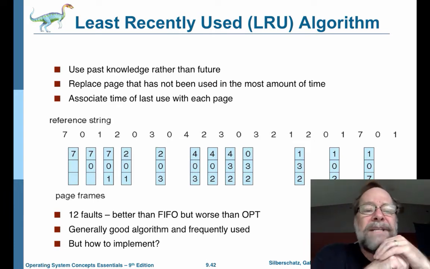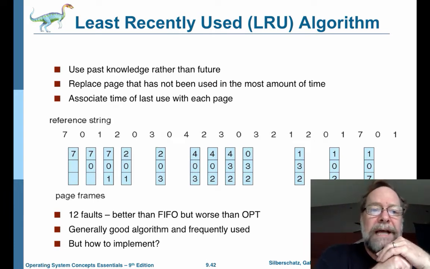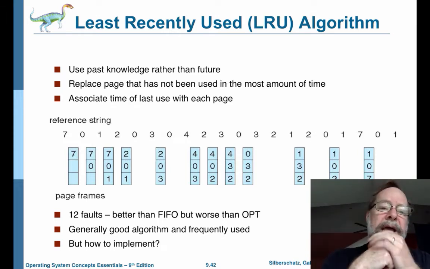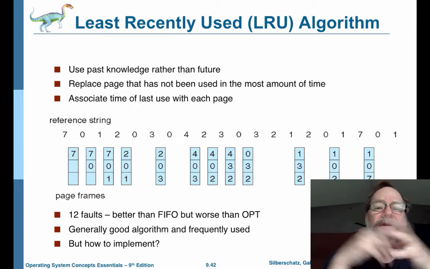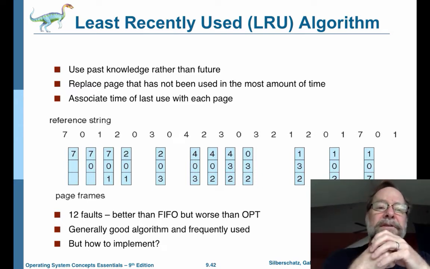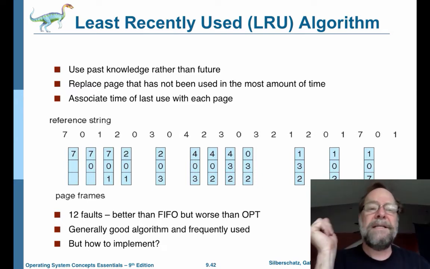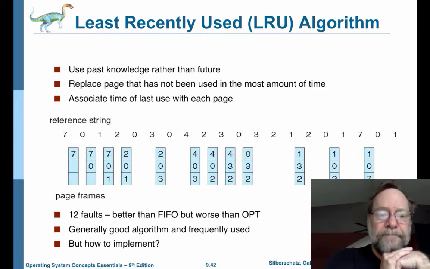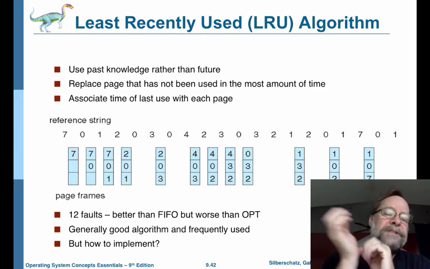All right, so back to algorithms which we actually can realize. So here we've got the least recently used algorithm. The idea here is you basically have, in a sense, a timestamp associated with each page. And when you have to replace a page, you're going to use the page which it's been the longest since you used it. It's the most distant in the past that you've used it. So we can just associate a time with each one.